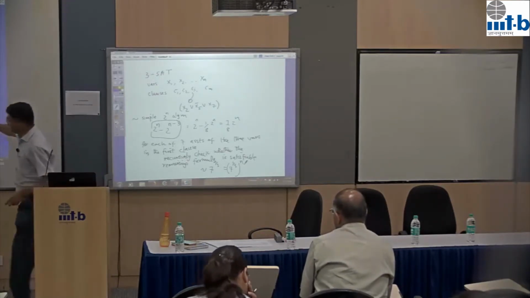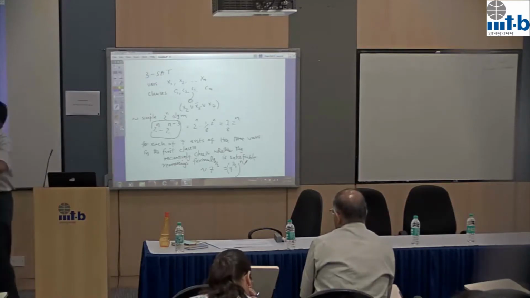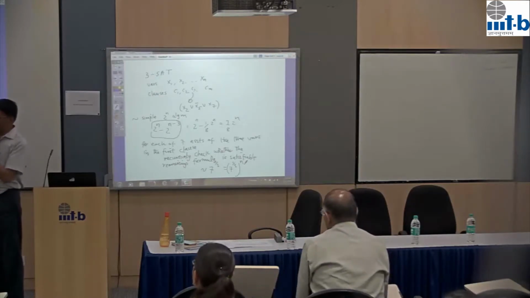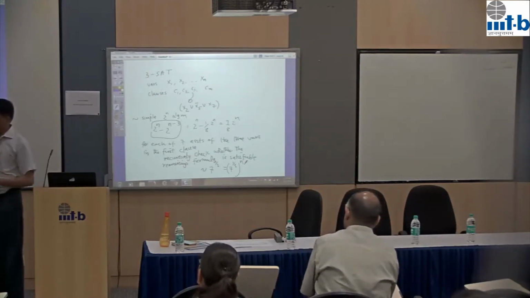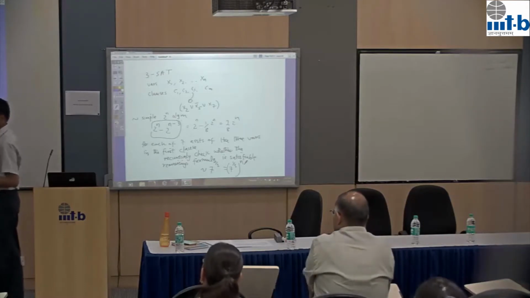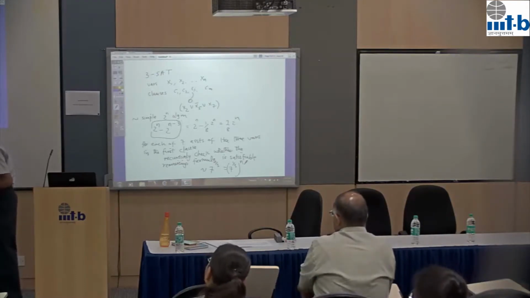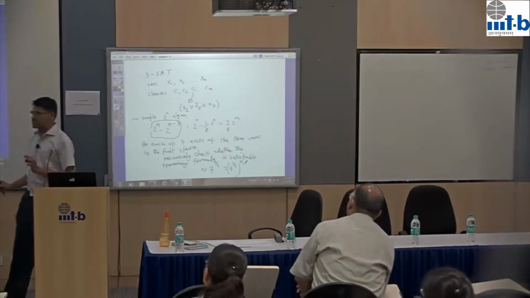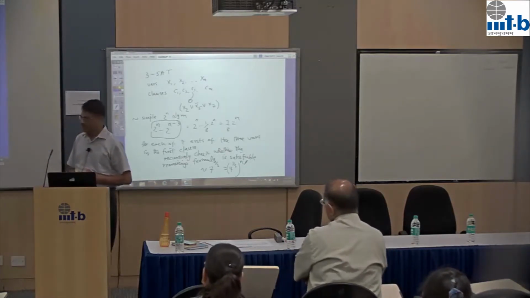There are some little details which are omitted, like what if some clauses get shortened and have only two variables. Those things actually work better for you. But modulo those details, you have an algorithm with running time C power N, where C is strictly less than 2.